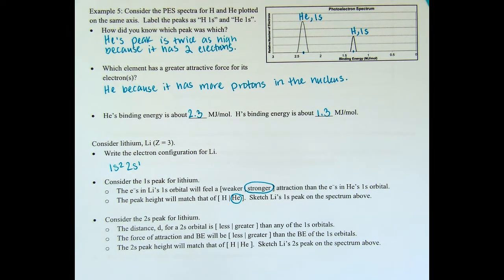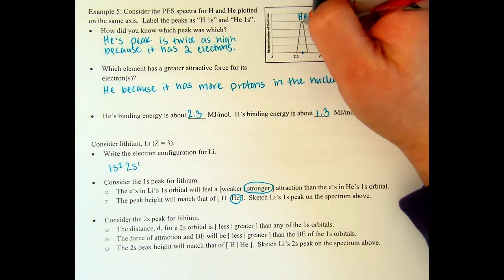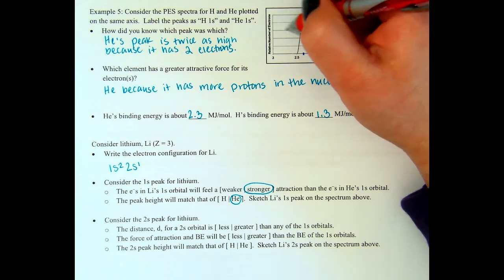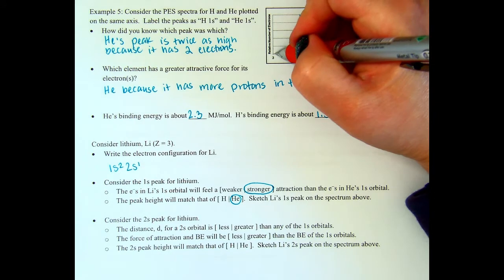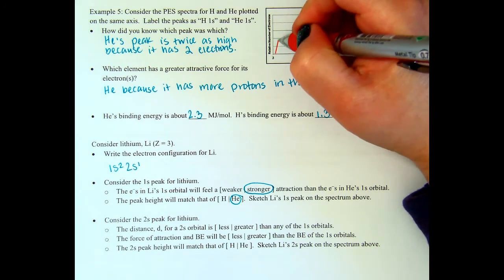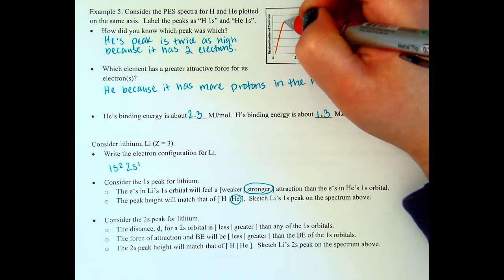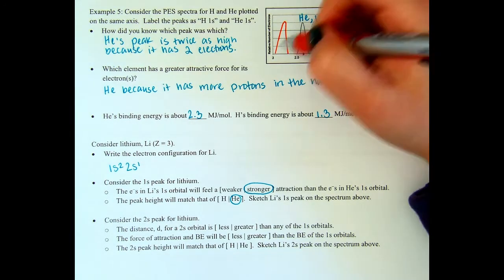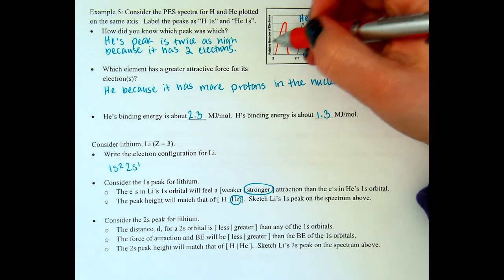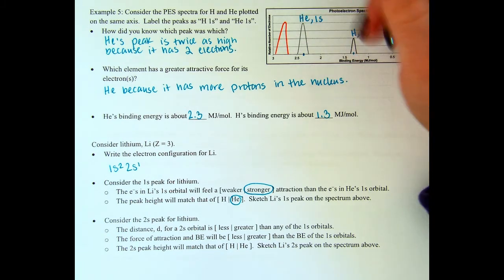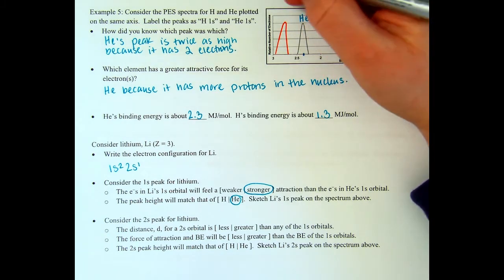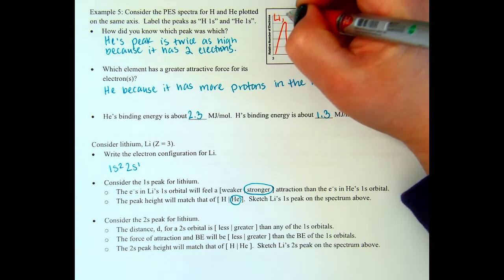All right, so if I know it's more attracted to the nucleus and the peak height's the same, I'm going to need to draw it somewhere over here, where it's closer to the nucleus, more attracted. It doesn't really matter where you pick, as long as it's over on this side somewhere. Also make sure the peak height matches, to show that we have 2 electrons, just like in helium's 1s orbital. So this one is going to be lithium 1s.